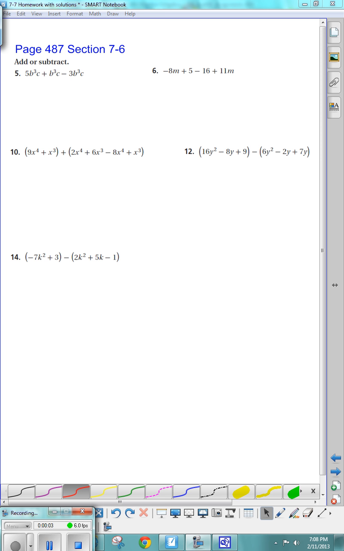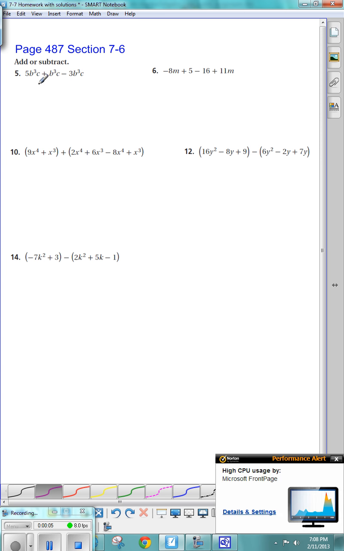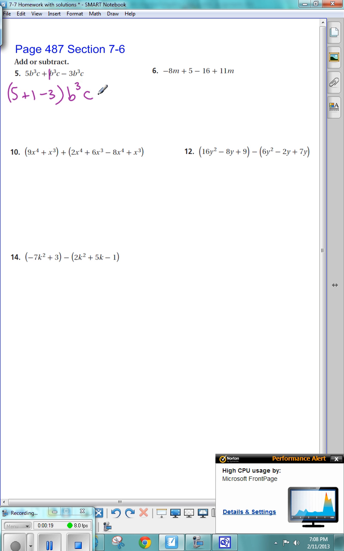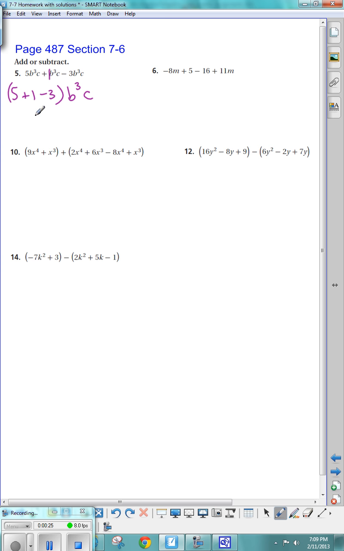For number 5, all of those are like terms because they have a b cubed c, which means I can do the 5 plus, there's really a 1 in front of that b cubed c, minus the 3. That's what allows me to add all those, is because every one of those terms has a b cubed c. It's like the distributive property in reverse. So 5 plus 1 is 6, 6 minus 3 is 3, and when you add, exponents do not change.